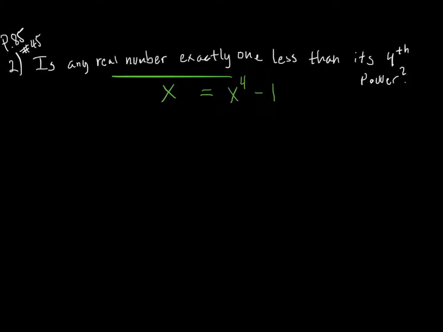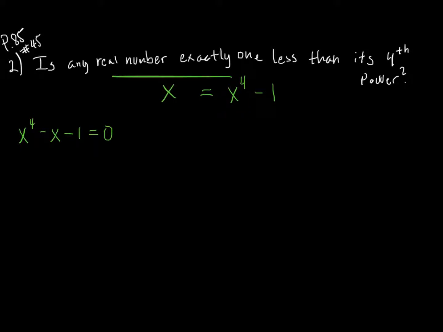And so similarly, what we want to do is make this equation easier to work with. So if we can get it so that we have everything on one side set equal to 0, that's going to make our life a lot easier. And we can do that, and that will give us x to the 4th minus x minus 1 equals 0.